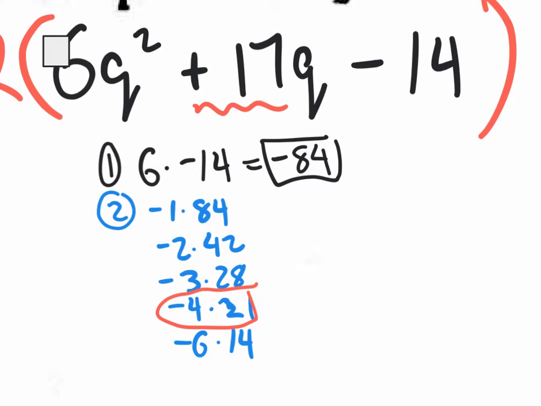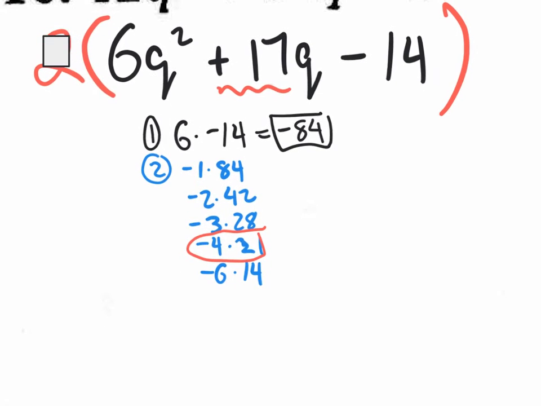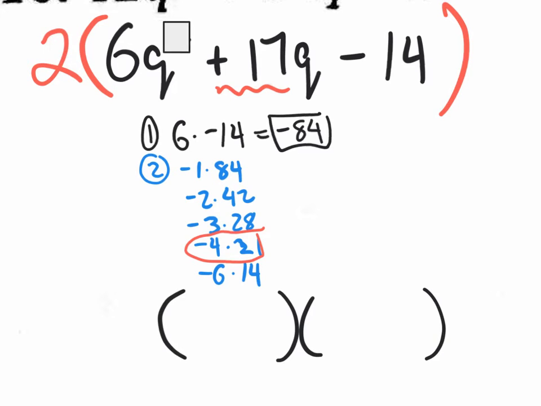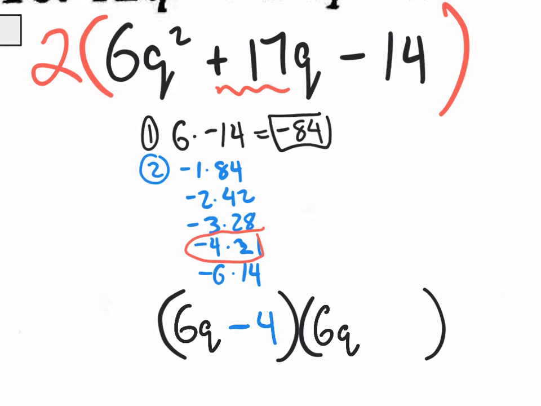So from here, we jump to our answer format. Our answer format is the 6q. Remember, cover up the square, and you're going to put 6q on the first part of each binomial. Okay? So we're going to go 6q right here, 6q right there, and then you take the pair of numbers from step 2 and just plug them in. The minus 4 goes right there. The plus 21 goes right there.